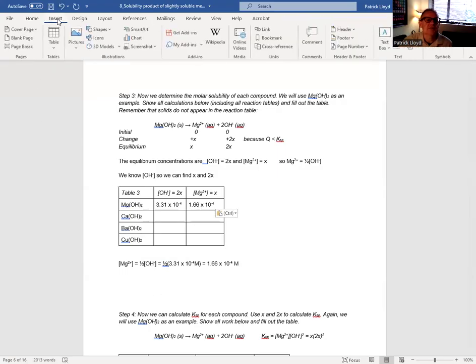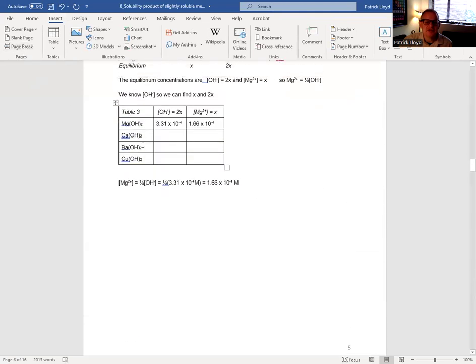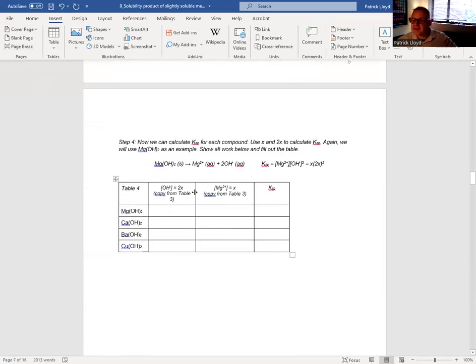Let me just put this right back over here. Page break. There we go. Okay, so now we're ready. We've got those two numbers there. We're ready for the next one. So the next one is to find the KSP. So remember, the KSP is pretty simple. It's just the magnesium concentration times the hydroxide concentration squared, or X from the previous table for magnesium, and 2X squared for the hydroxide concentration from the previous table.